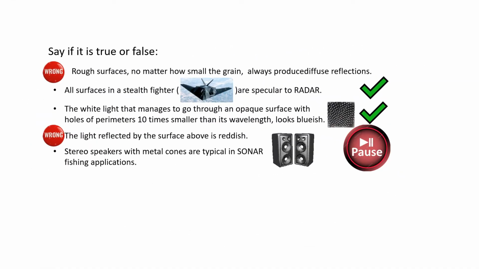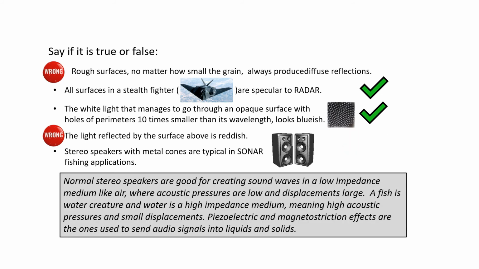Stereo speakers with metal cones are typical in sonar fishing applications. Normal stereo speakers are good for creating sound waves in low impedance medium like air, where acoustic pressures are low and displacements large. A fish is a water creature, and water is a high impedance medium, meaning high acoustic pressure and small displacements. Piezoelectric and magnetostriction effects are the ones used to send audio signals into liquids and solids.